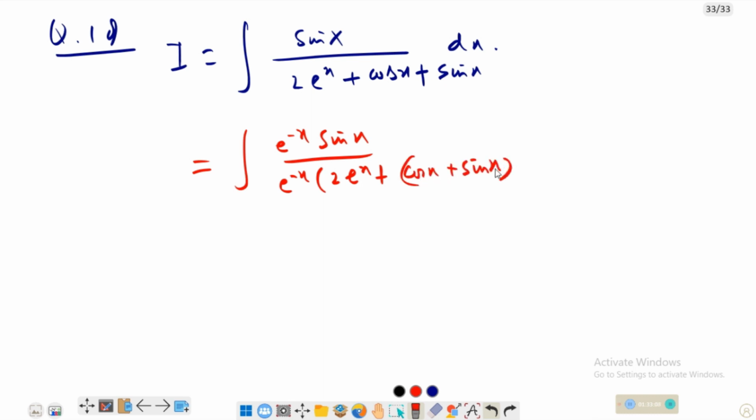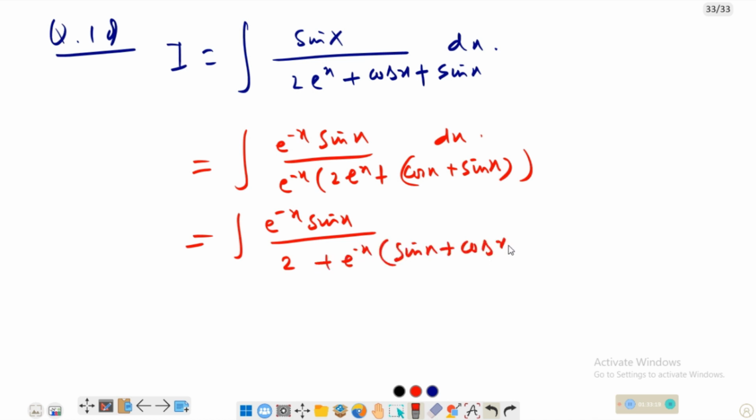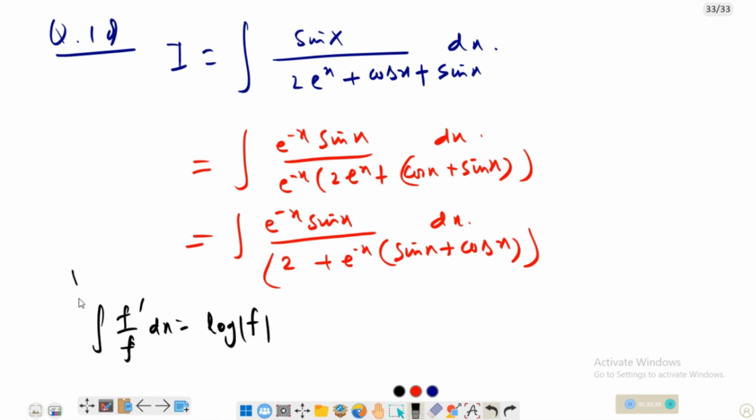Okay, dx. So this integral is e to the power minus x sin x upon 2 plus e to the power minus x times sin x plus cos x, dx. Okay, we know from the last problem that integration of f dash upon f dx is equal to log f. Okay, I using this remark.